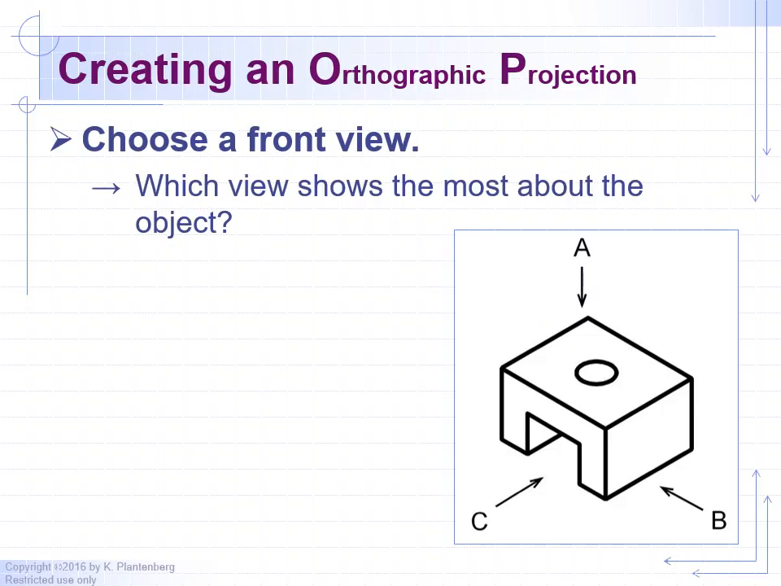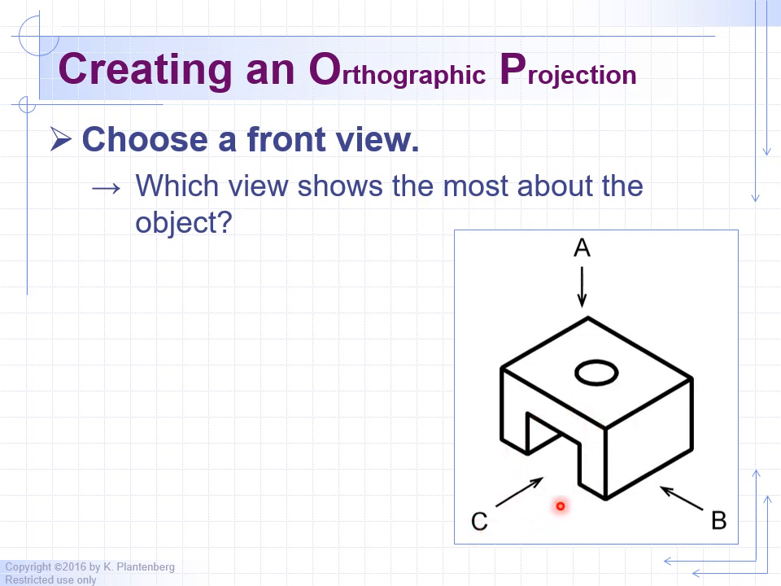Okay, so let's start from scratch. We're given an object and we need to create a series of views. So first thing you want to do is select a front view. Which of these views, A, B, or C, shows us the most about the object? Now, we can clearly leave out B. B shows us really nothing. It's a flat surface. Potentially A, potentially C.